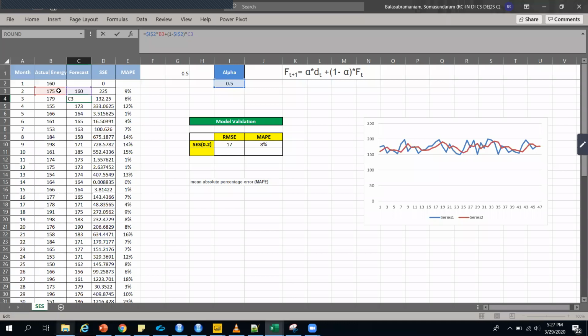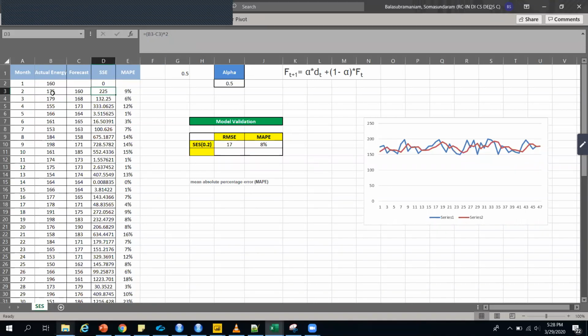My actual energy for last month was 175. With these two values, I'm calculating the forecast for the third month. Similarly, I have just extended the formula by dragging it to the next row. This is the exponential smoothing forecast, which is the next step after the weighted moving average forecasting method. And we calculated something called the standard error.